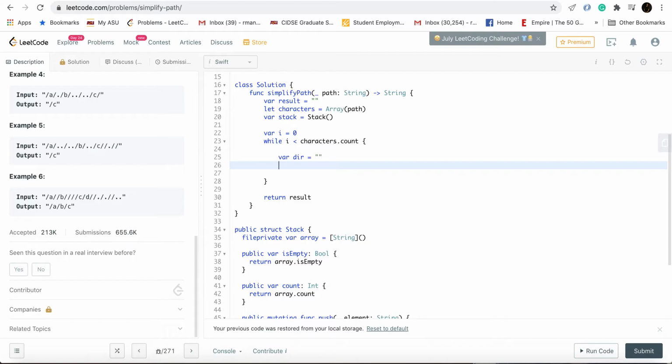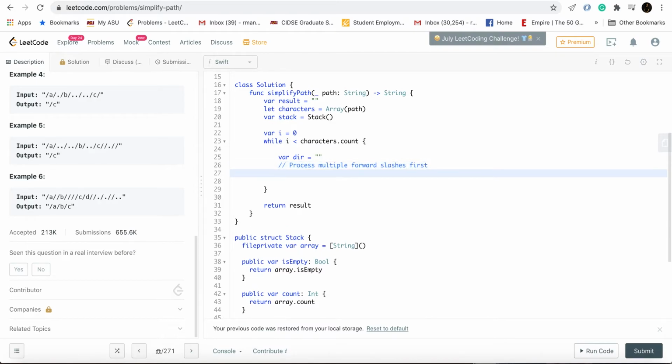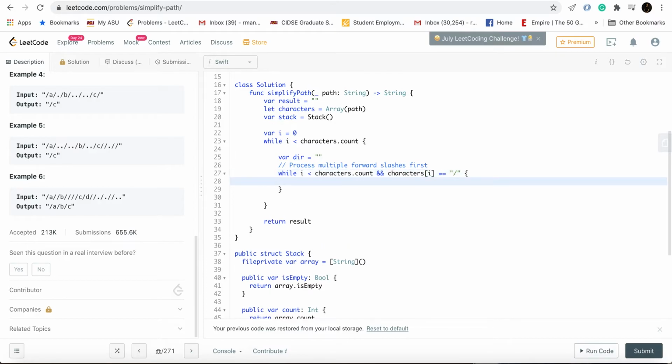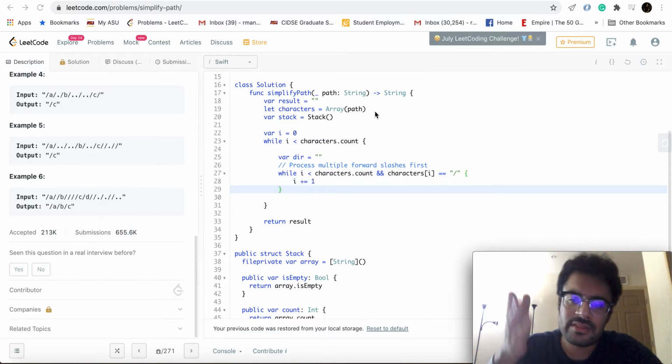And then let's say, so we'll process the multiple forward slashes first. So what does that mean? While we haven't reached the end of the path string and we just keep encountering forward slashes, just keep going ahead, traversing ahead. That makes sense, right? Like just keep ignoring.